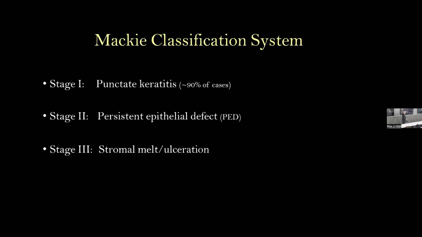As you drop deeper into hypoesthesia, you get to stage 2, which is a persistent epithelial defect, which will not heal. And if you don't intercept here, you get real dangerous, real serious ulceration, melt. This is where you can perforate and lose the eye. This is a serious disease.